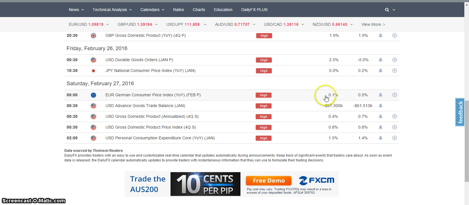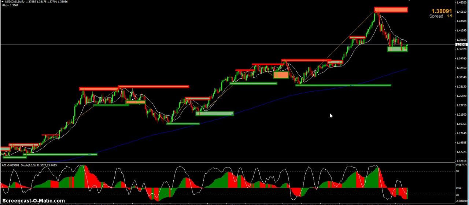However, if the numbers are in line or slightly better, you're going to see a bounce back up on those euros. So if you're on a euro short trade such as the euro yen or the euro USD, you'll probably find it could have a bit of a reversal if the numbers are a bit more positive. GDP numbers for the USD, we're hopefully going to see some good numbers come out and bring some strength back into your US economy. Now let's take a look at some of the charts.